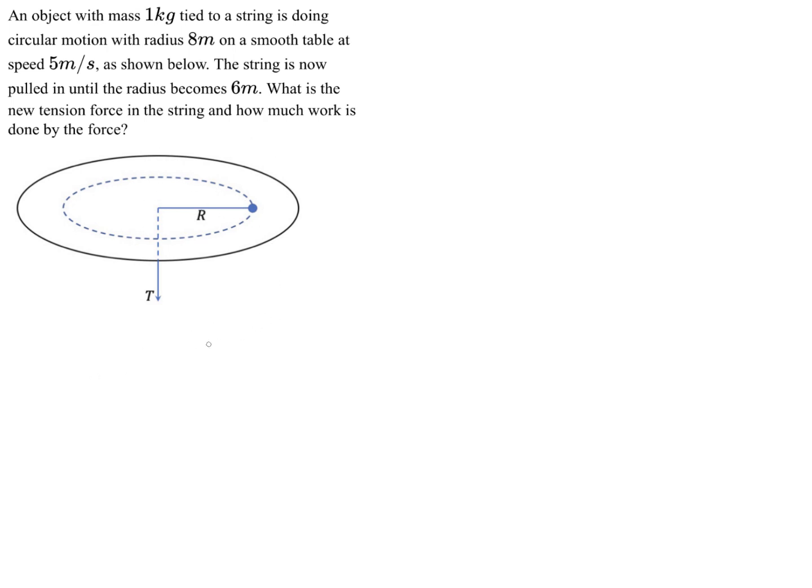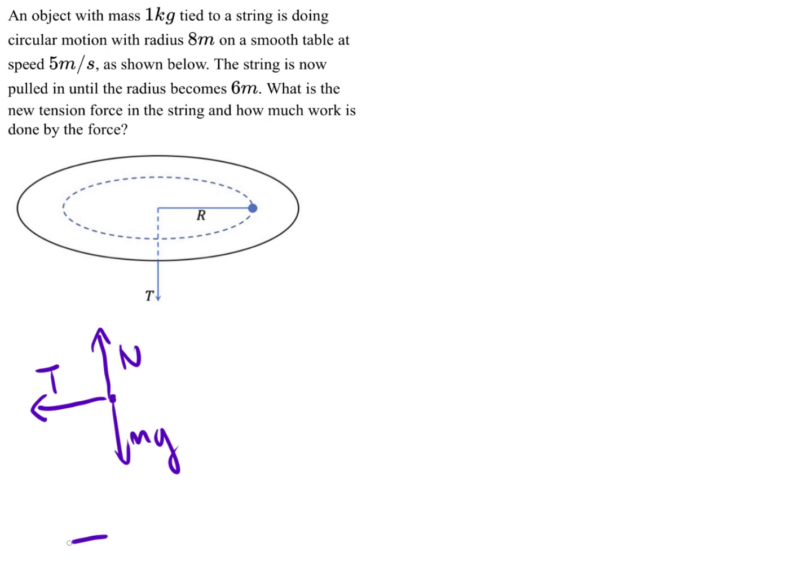So, we can start by drawing a sort of free body diagram for this object. Of course, we have the normal force and the force of gravity acting on it, since it is sitting on a smooth table. And when the table is smooth, it means that there is no friction, so we don't have to account for any frictional forces. And then, of course, we have the tension force keeping it in circular motion.